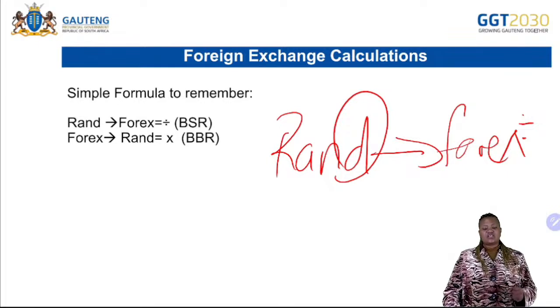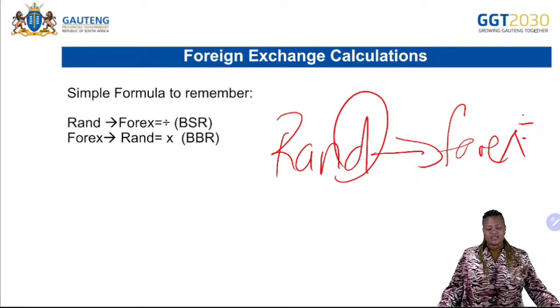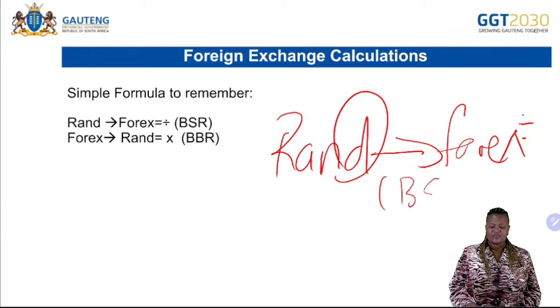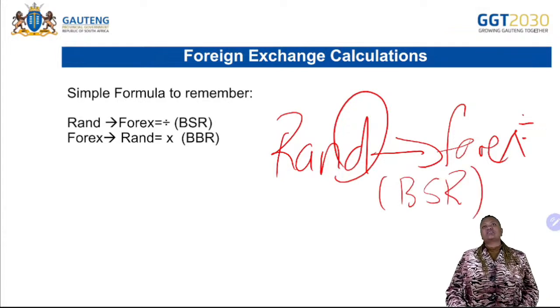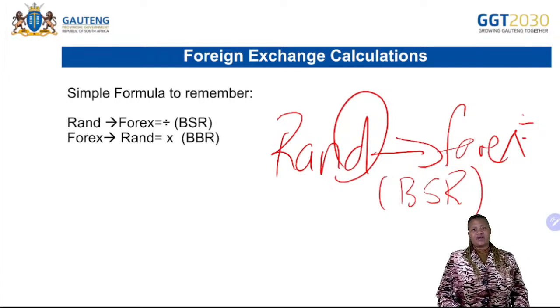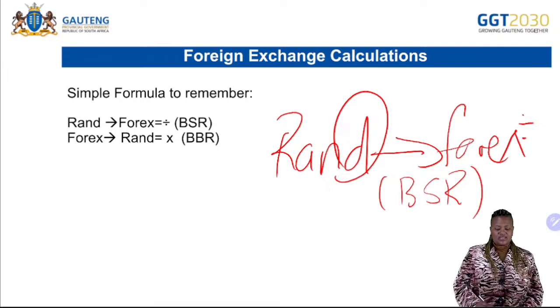Now, the next question to ask yourself is: am I going to use the bank selling rate or am I going to use the bank buying rate? If I have the rands in my hand and I want a foreign currency, I'm going to use the bank selling rate, because remember what we said when we distinguished between the bank buying rate and the bank selling rate? We said the bank selling rate is the price at which the bank sells foreign currency to a tourist.